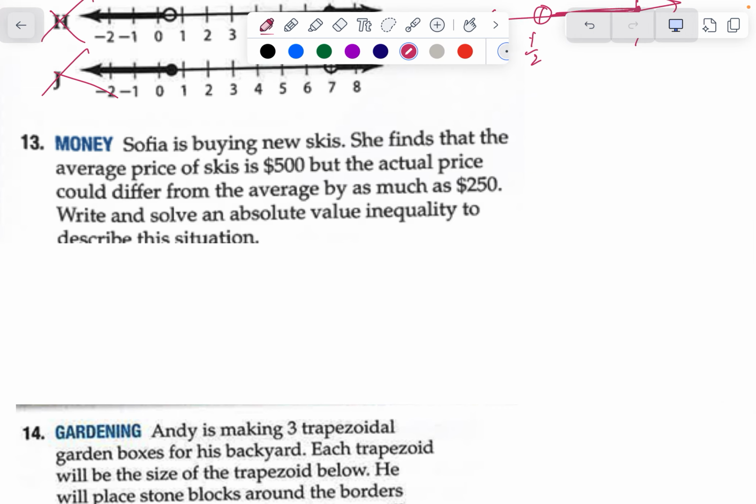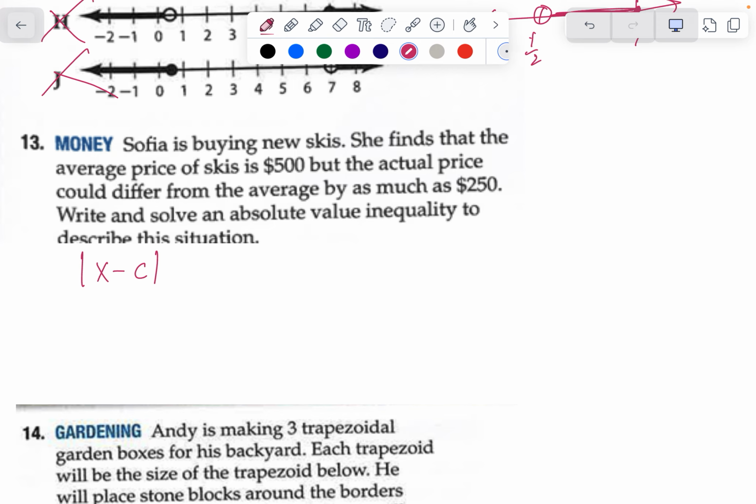13 says, Sophia is buying new skis. She finds that the average price is $500, but the actual price could differ from the average by as much as $250. Write an absolute value inequality to describe this situation. Now, we had done some like this where there was like the average price or the kind of ideal situation, and then the range. So this is what I want you to remember there.